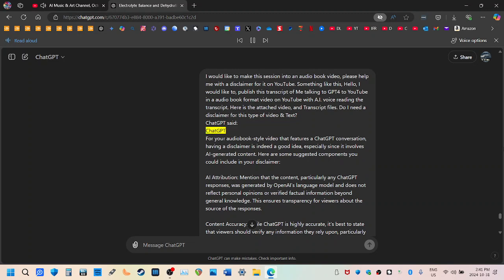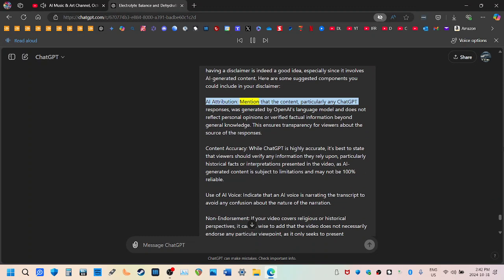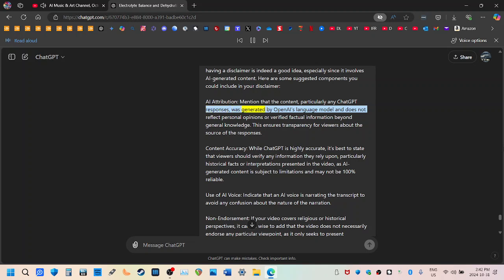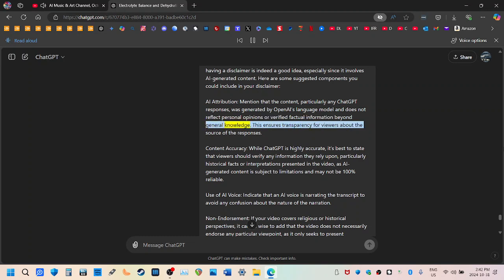ChatGPT said: For your audiobook style video that features a ChatGPT conversation, having a disclaimer is indeed a good idea, especially since it involves AI-generated content. Here are some suggested components you could include in your disclaimer. AI attribution. Mention that the content, particularly any ChatGPT responses, was generated by OpenAI's language model and does not reflect personal opinions or verified factual information beyond general knowledge. This ensures transparency for viewers about the source of the responses.